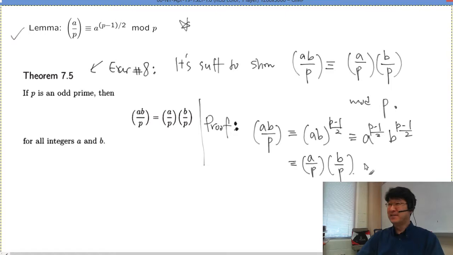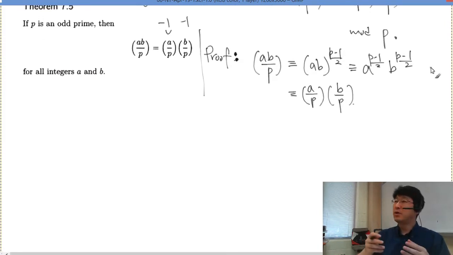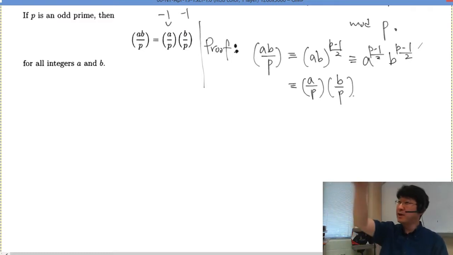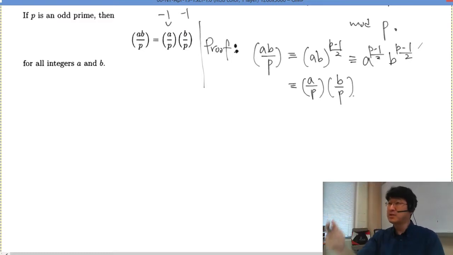Fantastic, right? Interesting thing is that if this is -1, what does that mean? A is a quadratic non-residue, right? What if B is, this is -1? B is a quadratic non-residue, right? Or together, they have quadratic residue, right? So it's very interesting. All right. So this is called a homomorphism. It's a multiplicative homomorphism. You just count how many quadratic residues and that determines that.